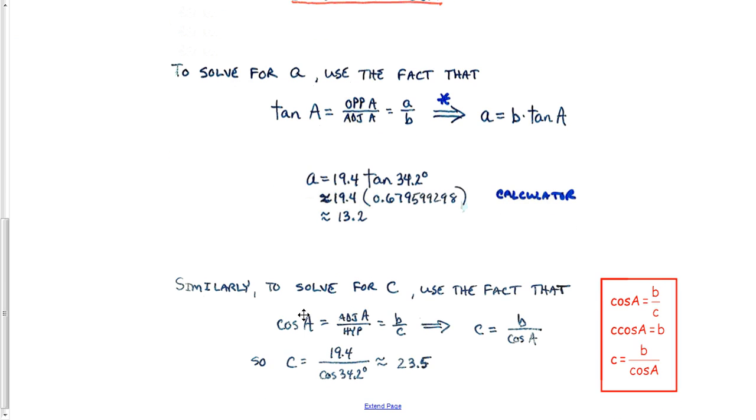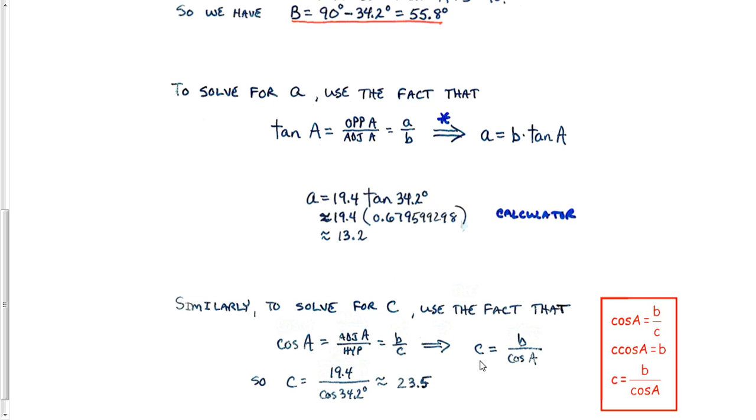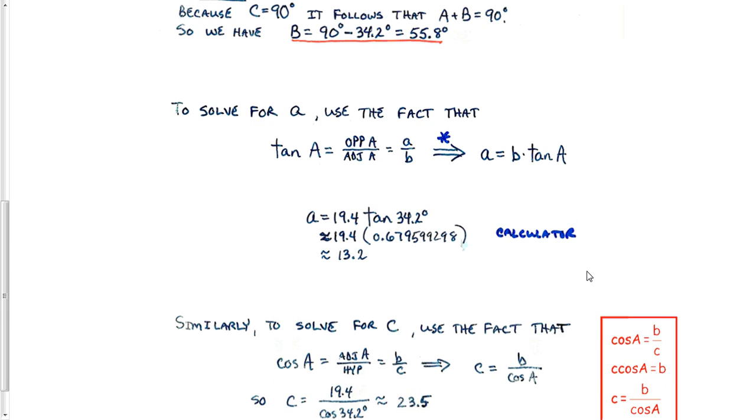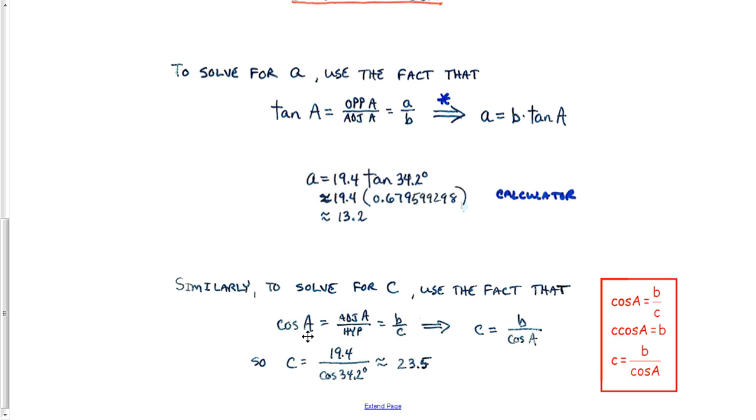Now, to solve for that side C, we use this fact. Here we are again. We would like to use this information to find C. So we look at the relationship between this angle, the adjacent side, and the hypotenuse. What function does that involve? It involves cosine. The cosine of an angle is the adjacent side divided by the hypotenuse.